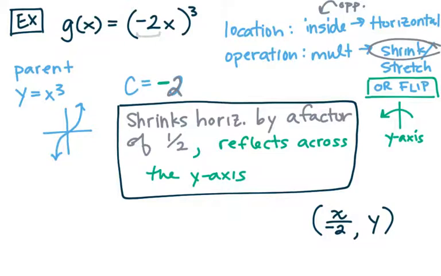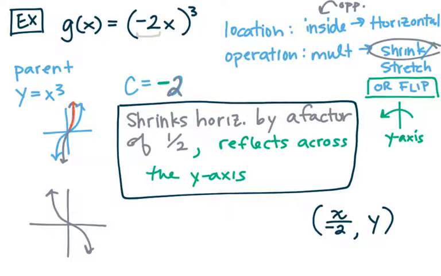And you can check this on your graphing calculator. If you plug the parent graph in and this g of x graph in, you're going to get a graph that is reflected across the y-axis, looks like this. Okay, so there's just the plain reflection, but shrinking it horizontally, it's actually going to look like it is steeper.